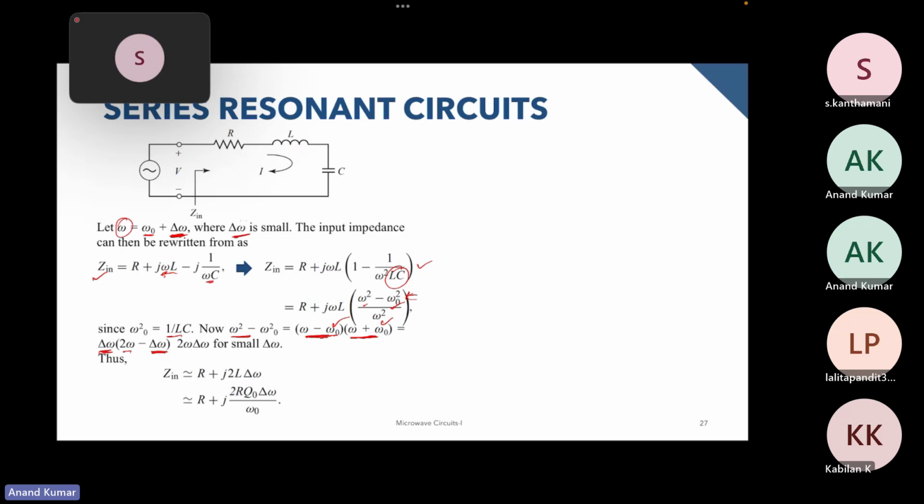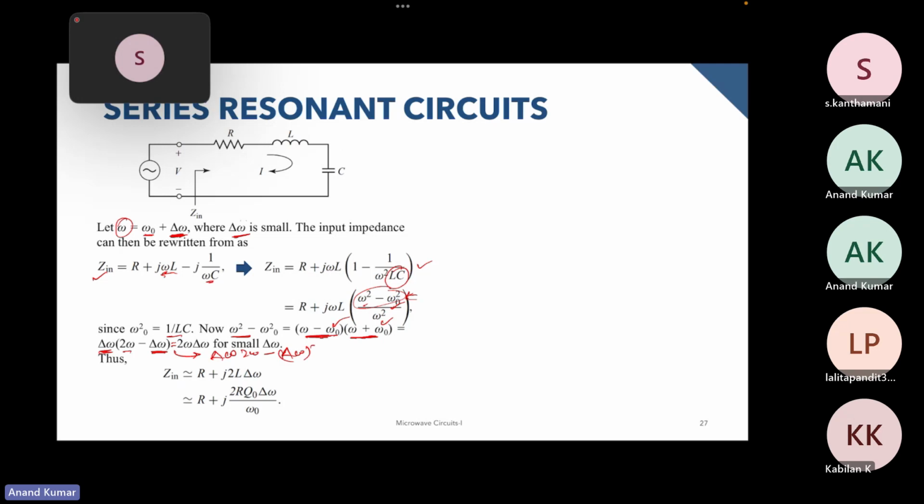Okay, so maybe did I miss some expression over here? Okay, let's not worry about it. So what we can do is we can now replace this term over here. Okay, so there's an equal to, and there are some steps missing over here. So we can write this particular term as delta omega 2 omega minus delta omega square.